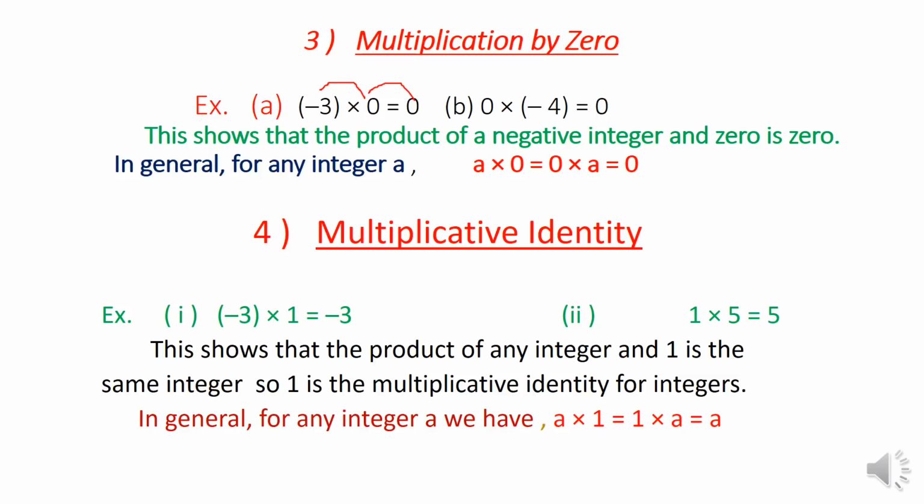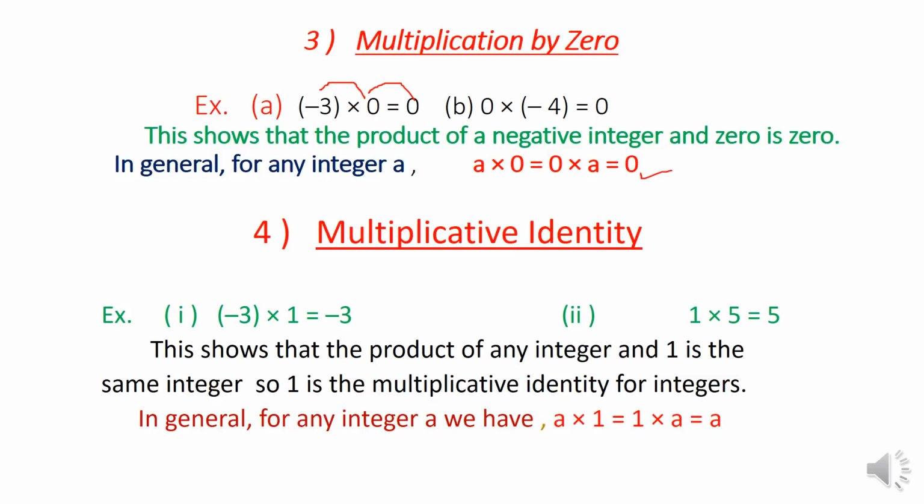We are not discussing positive integers here, because about positive integers we have learned earlier also that any positive integer multiplied by 0, the answer will always be 0. So, this shows that the product of a negative integer and 0 is 0. In general, for any integer a, a multiplied by 0 or 0 multiplied by a, the answer is always 0.